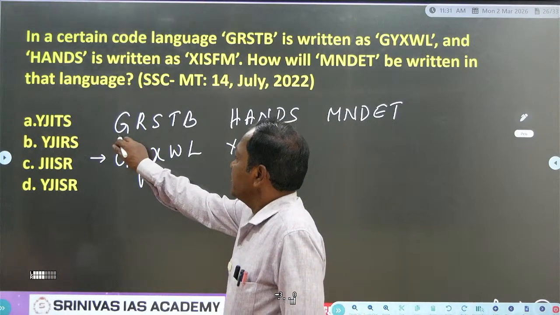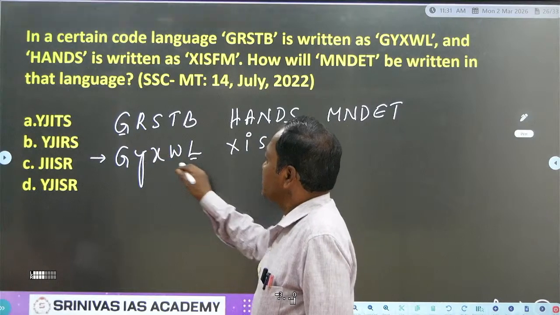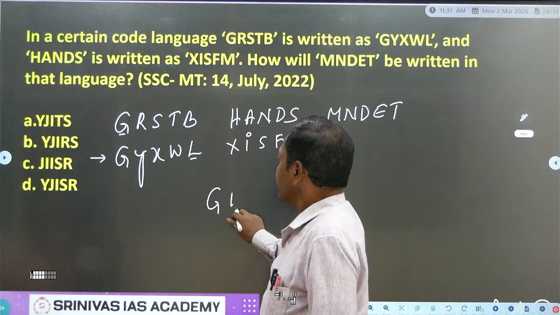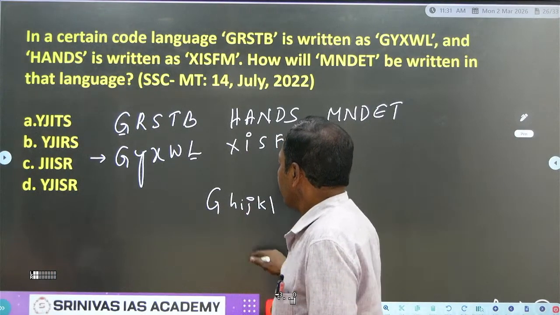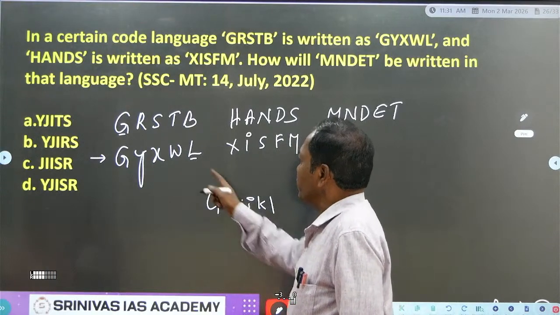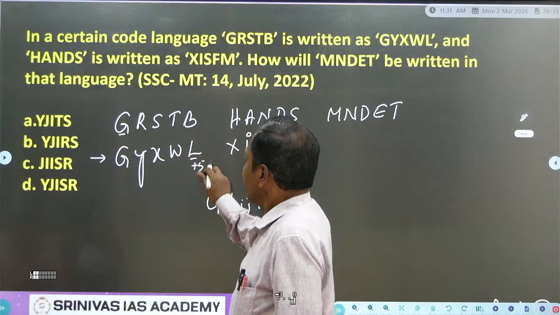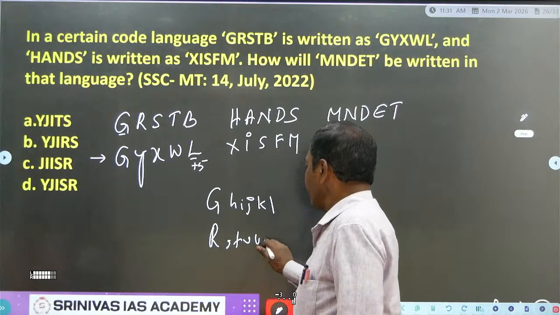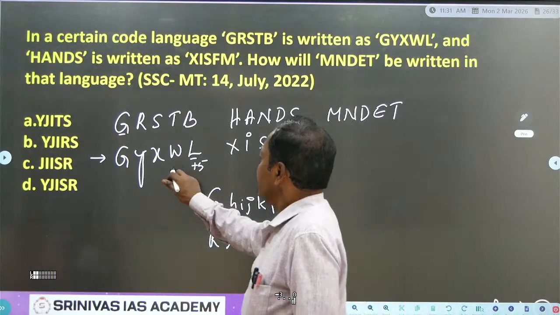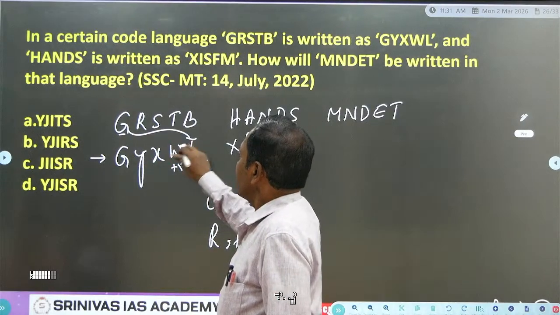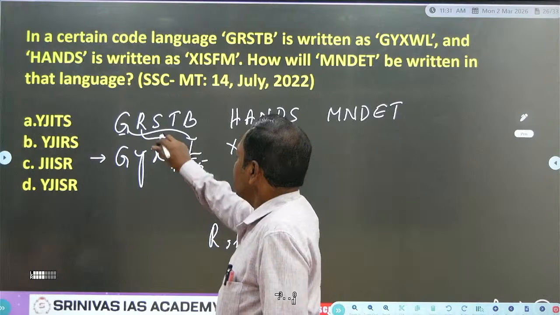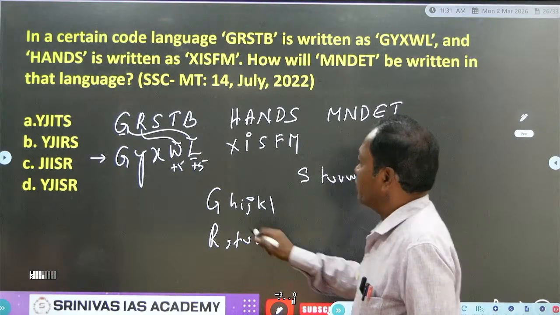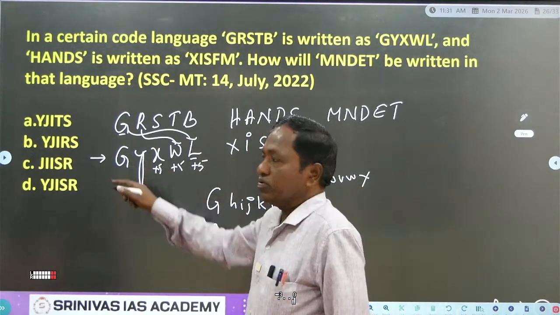So look at GL. After G, what are the letters? HIJKL: first, second, third, fourth, fifth. Let us say plus 5. RW: STUVW, plus 5. Yes, right. So now we can see it like that. SX: TUVWX, plus 5, it is coming in reverse order.